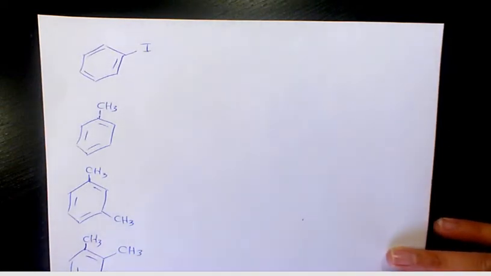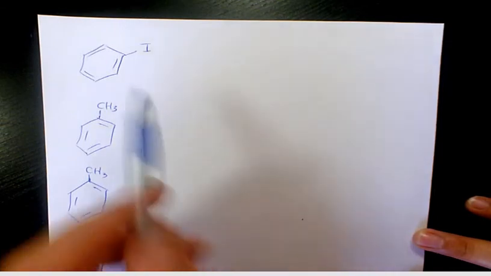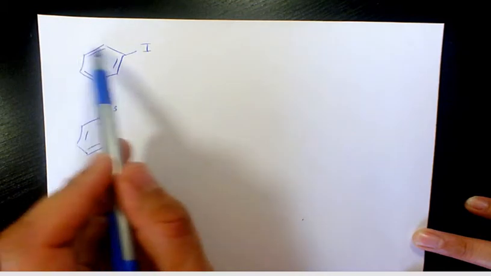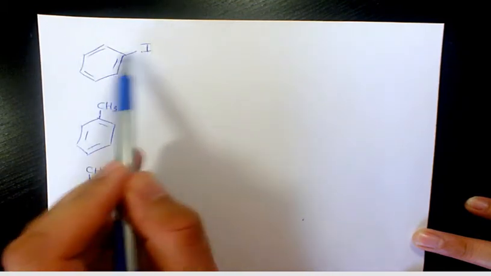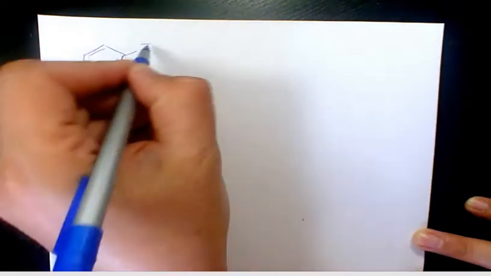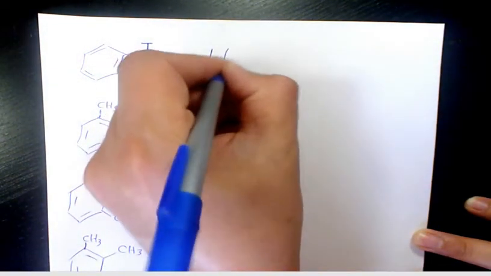Welcome to another video. In this video I want to name some of these organic compounds, and all of them are aromatic compounds because all of them have a benzene ring. The first one is the benzene ring with iodo, so it's going to be iodobenzene. Since there is only one iodo here, we don't need to specify the location, so it's going to be iodobenzene.